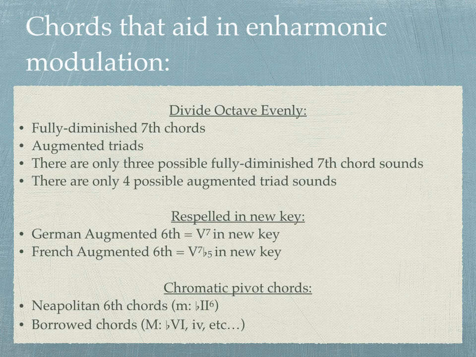Another way to enact an enharmonic modulation is to use an augmented sixth chord. The German augmented sixth chord sounds like a dominant seventh chord, but is spelled differently, with an augmented sixth above the lowest sounding pitch. This chord can be respelled and have a new function as a dominant seventh in a new key. The same idea goes for the French augmented sixth, except that it equates to an altered dominant in your new key, so it's used a little less frequently.